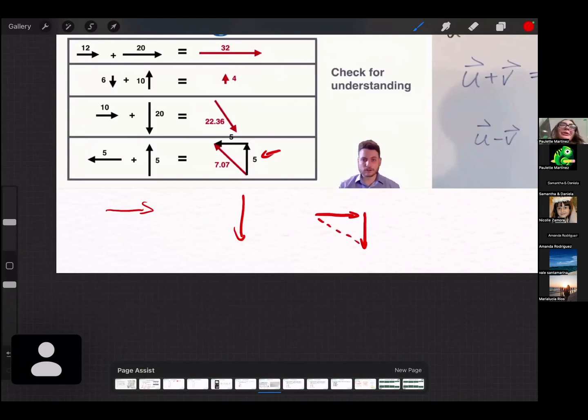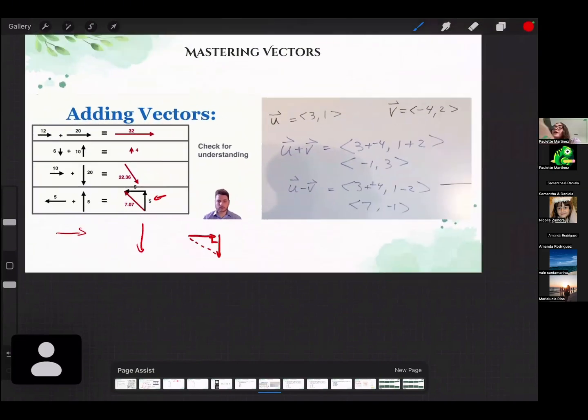And does anyone know what theorem that is? If this is a right angle. Pythagorean theorem. Yes, ma'am. That is the Pythagorean theorem. So all you gotta do is solve a squared plus b squared equals c squared. Okay?